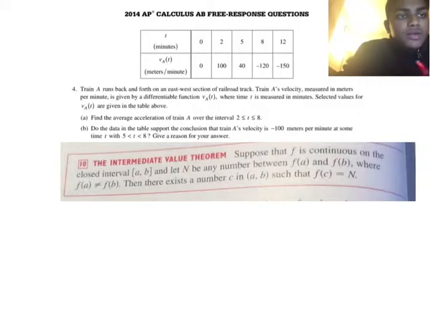Whenever we have a question asking for a value within an interval, we must think of the Intermediate Value Theorem. This is a definition from the book Calculus: Early Transcendentals, and it states that suppose that f is continuous on the closed interval a to b, and let n be any number between f of a and f of b, where f of a does not equal f of b. Then there exists a number c in a to b such that f of c is equal to n.